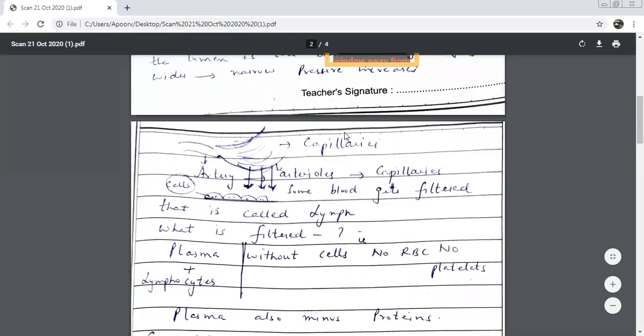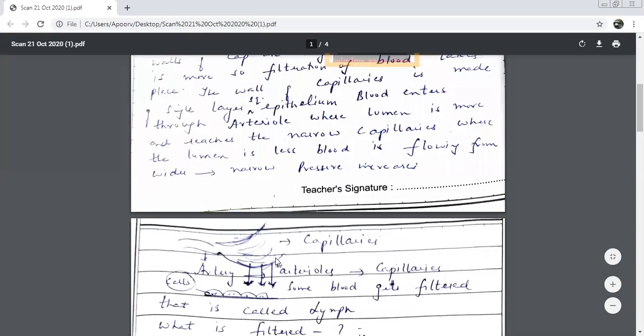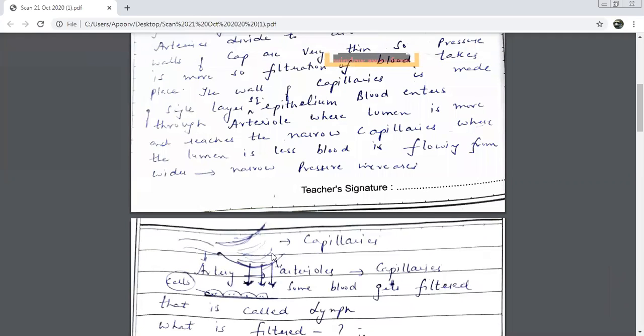Now let me go back to the figure again. See, from the capillaries, something is being filtered out. When your blood has reached the capillaries and the pressure of the blood has increased, another supporting factor is that the wall of the capillary is also very thin. So something can easily ooze out of the capillaries. That something which comes out from the wall of the capillary is what we call lymph.